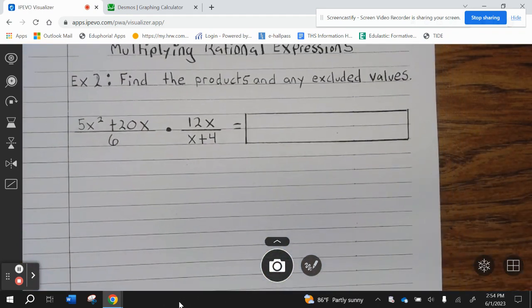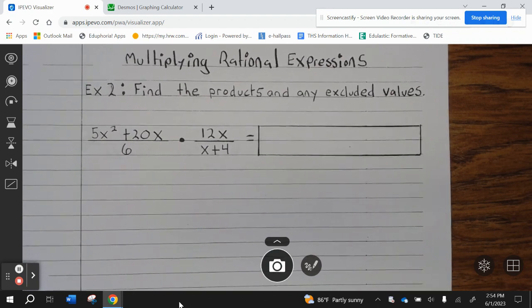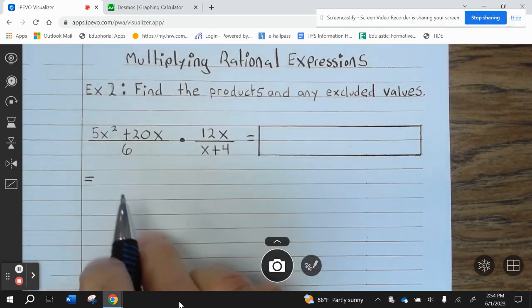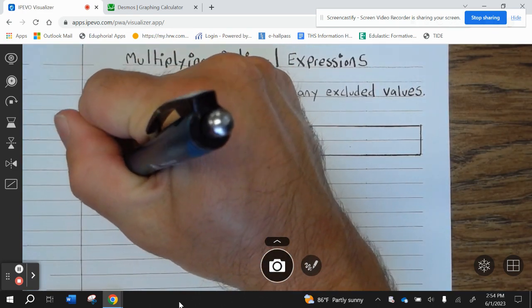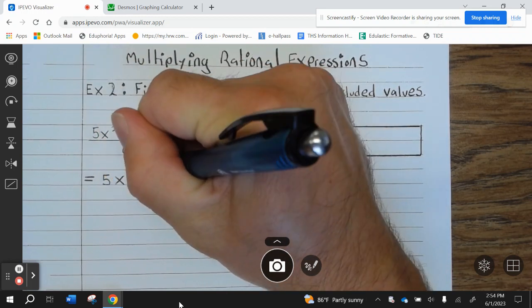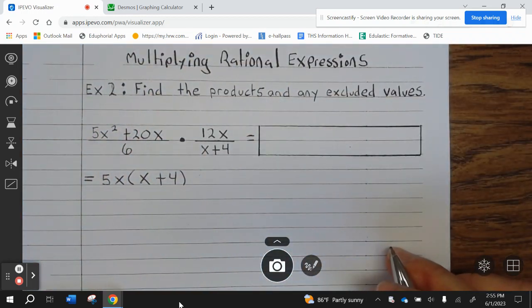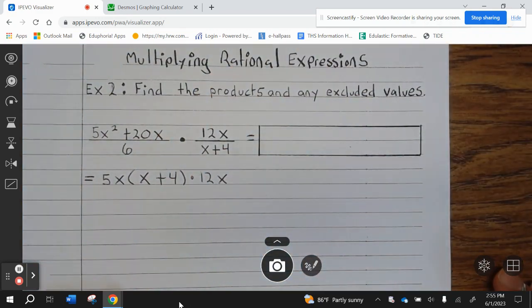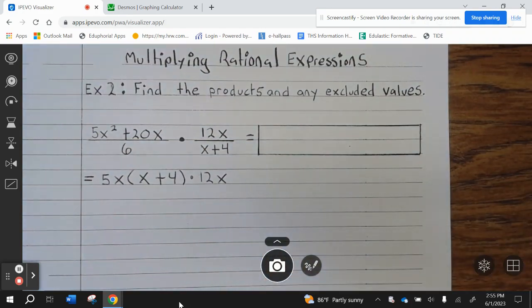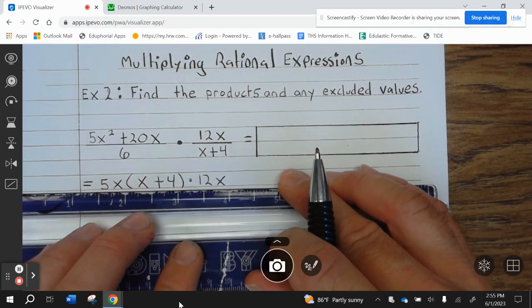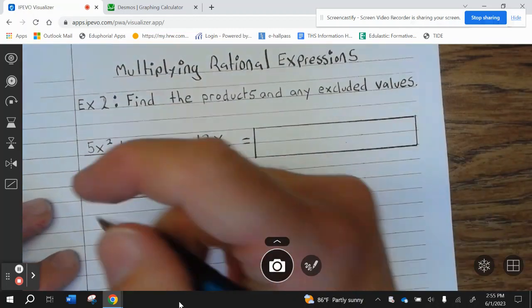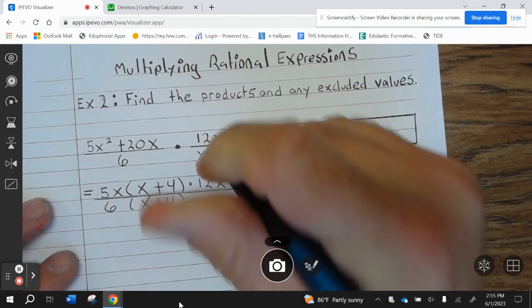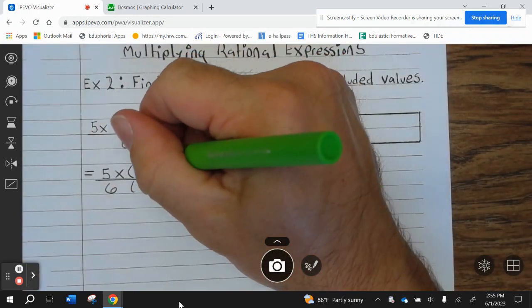Let's take a look at example number 2. Find the product in any excluded values. Okay, so we're going to factor the numerator, and it looks like we can factor out a 5 and an x, which leaves x plus 4 times 12x divided by 6 times x plus 4. Okay, this becomes 1.